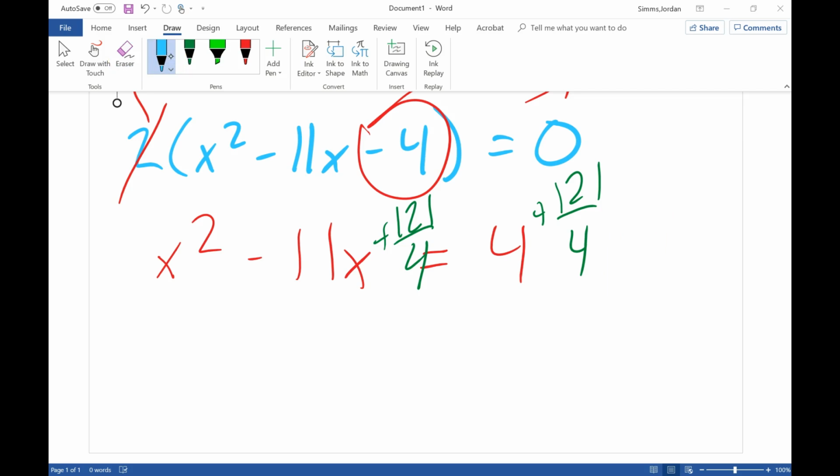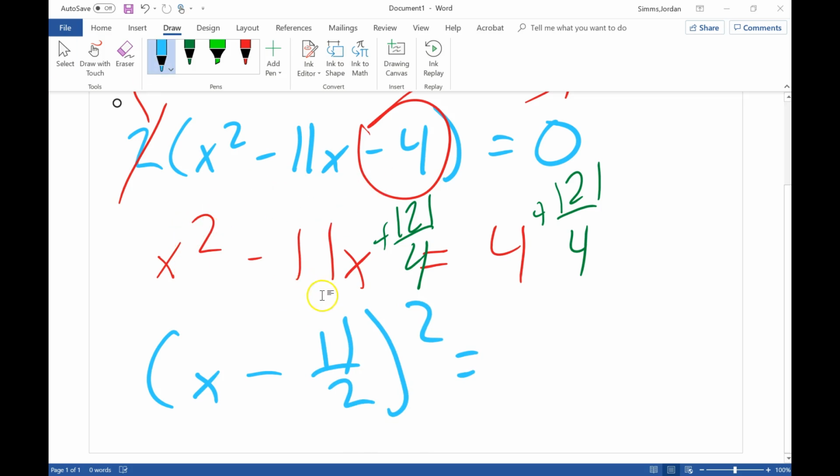What that gives me over on the left is going to factor out to be x minus 11 over 2, quantity squared. Now that probably seems really weird, but because I added half of the middle term squared, I just made a perfect square trinomial. That's where the first term and the last term are perfect squares. How we can take that down is I make one set of brackets, and I imagine what the square root of the first term is. So the square root of x squared is x, and the square root of this term is 11 over 2.